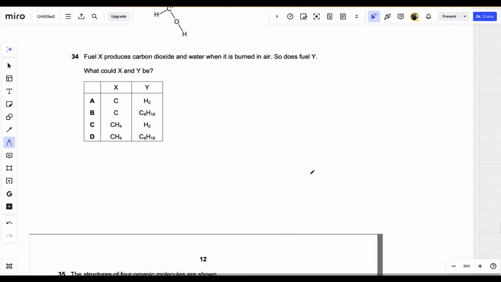Question 34. We say fuel X produces carbon dioxide and water when it is burned in air. So does fuel Y. So we have X and Y. They will produce carbon dioxide, CO2, and water when burned in air. So definitely it's not carbon. Carbon cannot produce water and carbon dioxide, because if you react carbon with O2, air meaning oxygen in this case, you only get CO2.